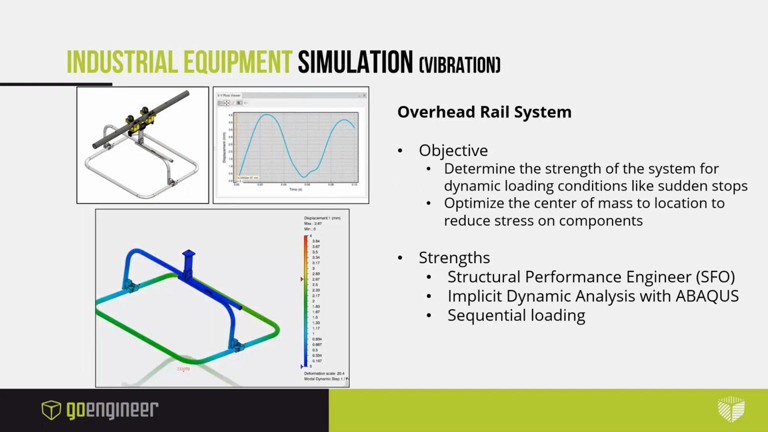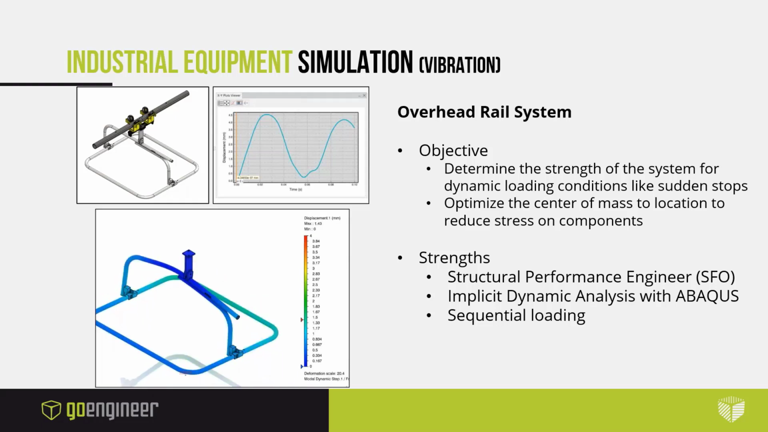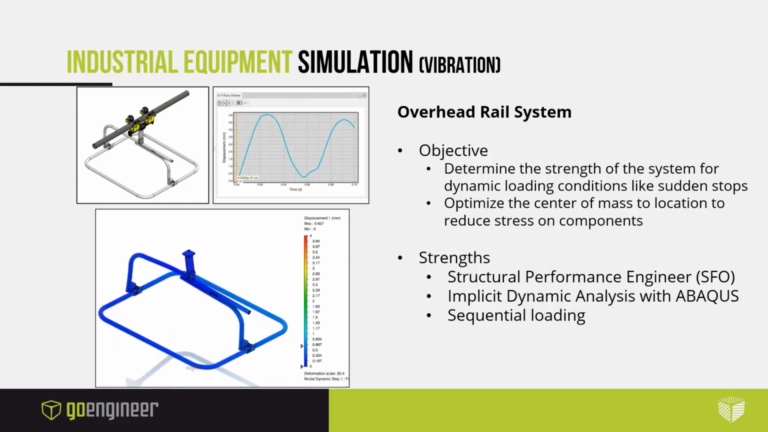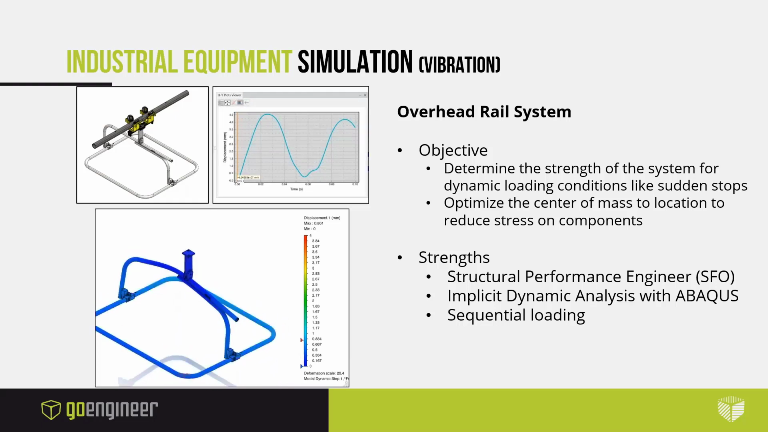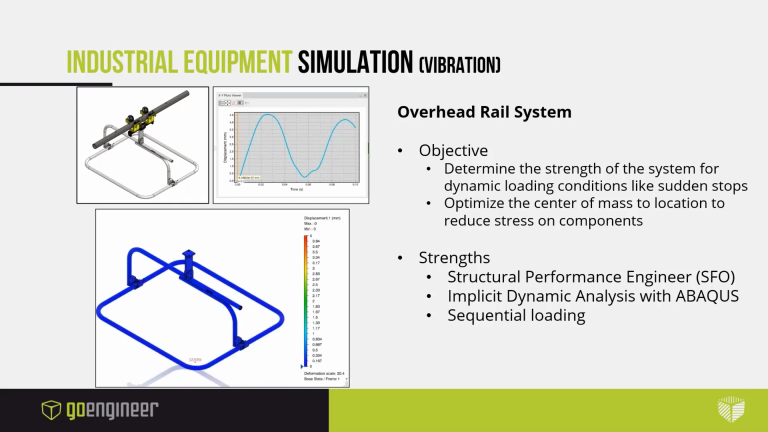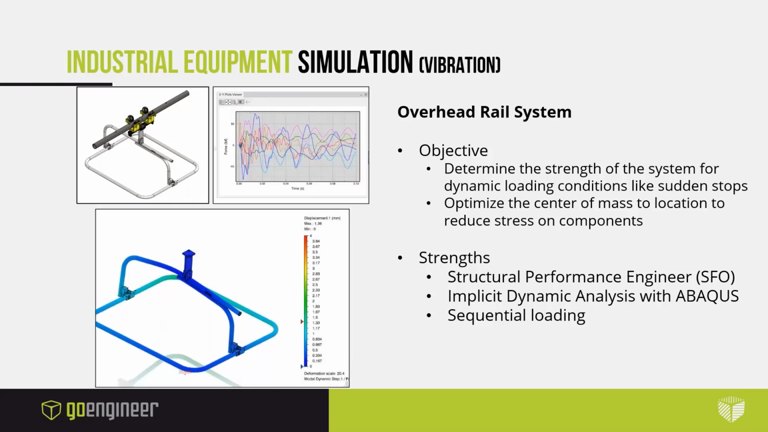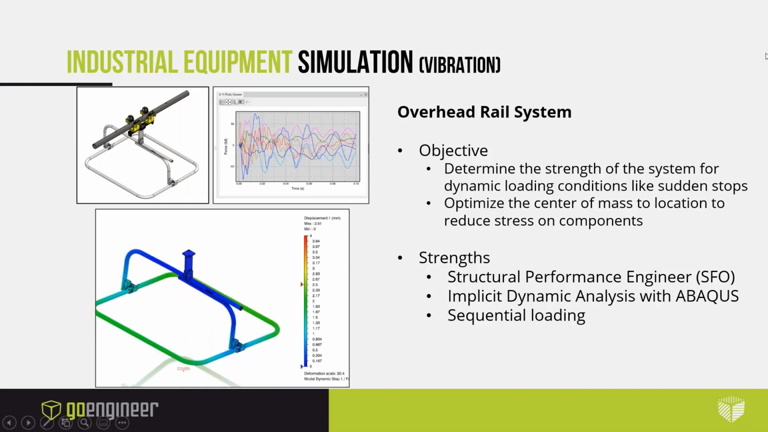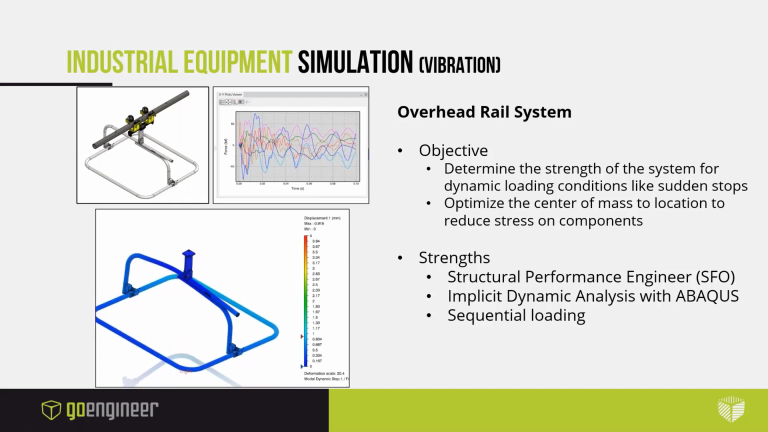Finally, some other examples of how this technology is implemented in the industrial equipment sector is primarily in shock and vibe. So here you see an overhead rail system. The goal of this analysis was to determine, hey, if this rail system came to a sudden stop, based on the center of gravity of all the components on the rail system, how will this behave and what is the stress distribution on the rail system? So that is something that incorporated both the shock and vibe test and also stress determination that changed in time.